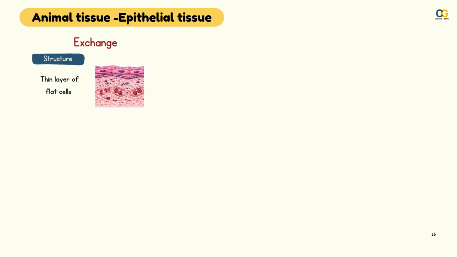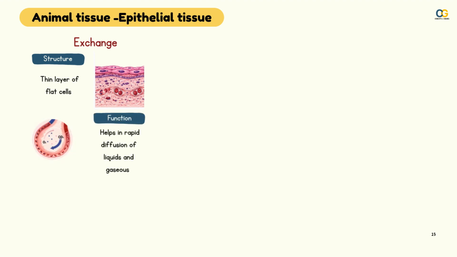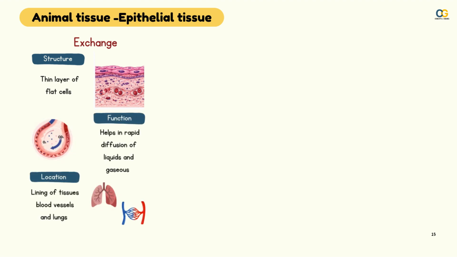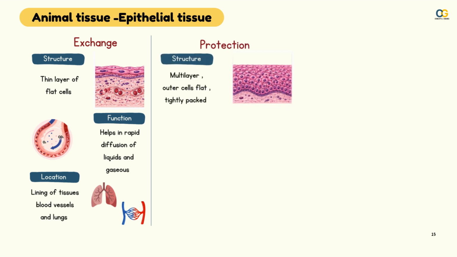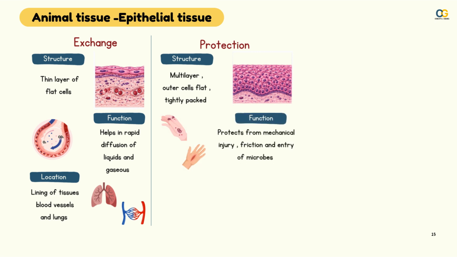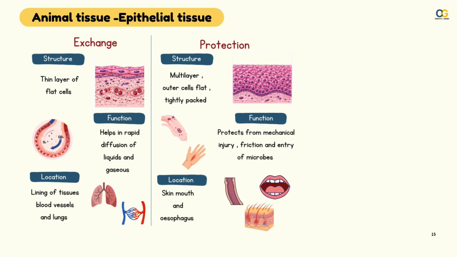Under epithelial tissue, the first kind is the one which helps in exchange, which has a thin layer of flat cells. These tissues help in rapid diffusion of liquids and gases across the body, hence are present as the inner lining of tissues or blood vessels or lungs. For protection, the cells become multi-layered and the outer cells are flat, which are tightly packed. These cells protect us from mechanical injuries, friction, and entry of microbes. Hence, they are present on the skin, mouth, esophagus, etc.